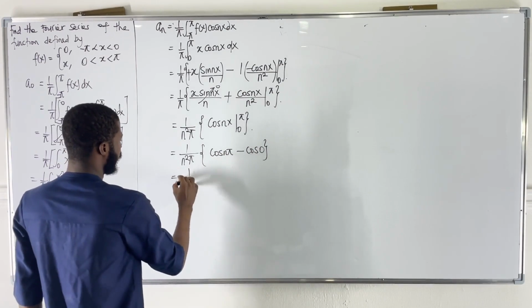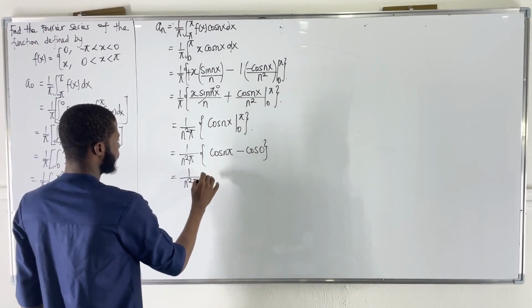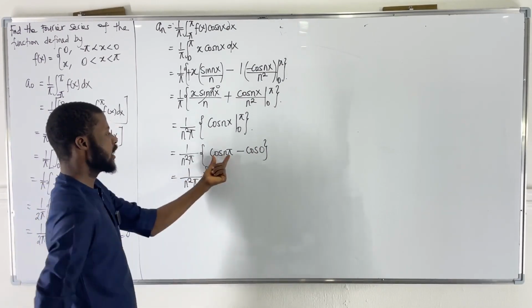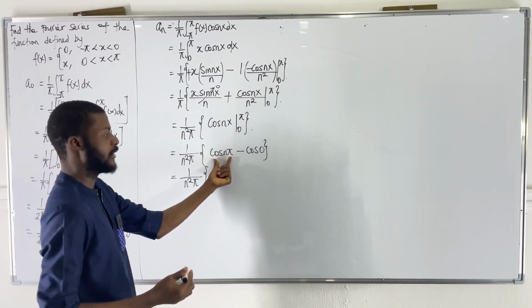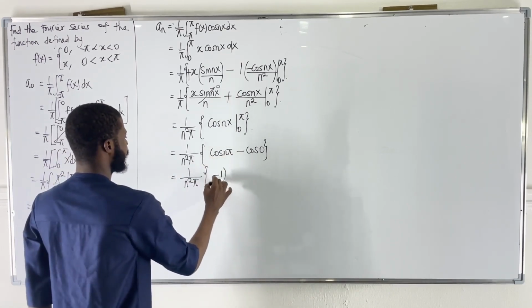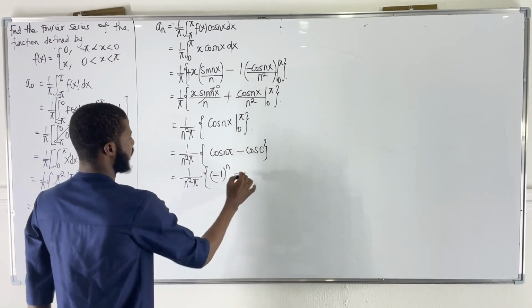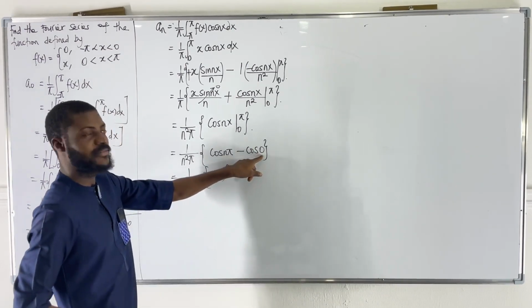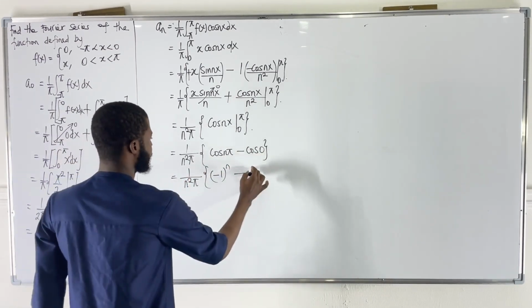So this will be 1 over n squared pi. Now, cosine of n pi has a special value. That special value is minus 1 to the power of n. And then minus cosine of 0 is also a special value. That special value is 1.